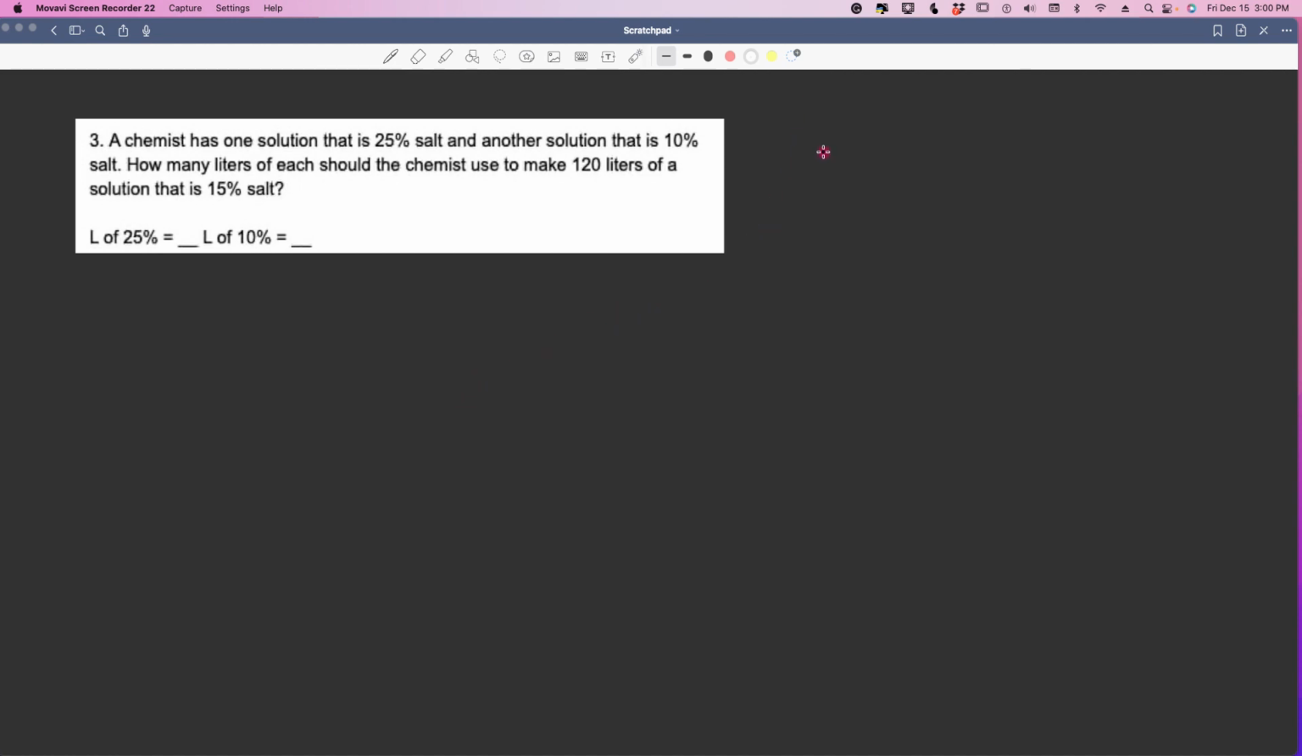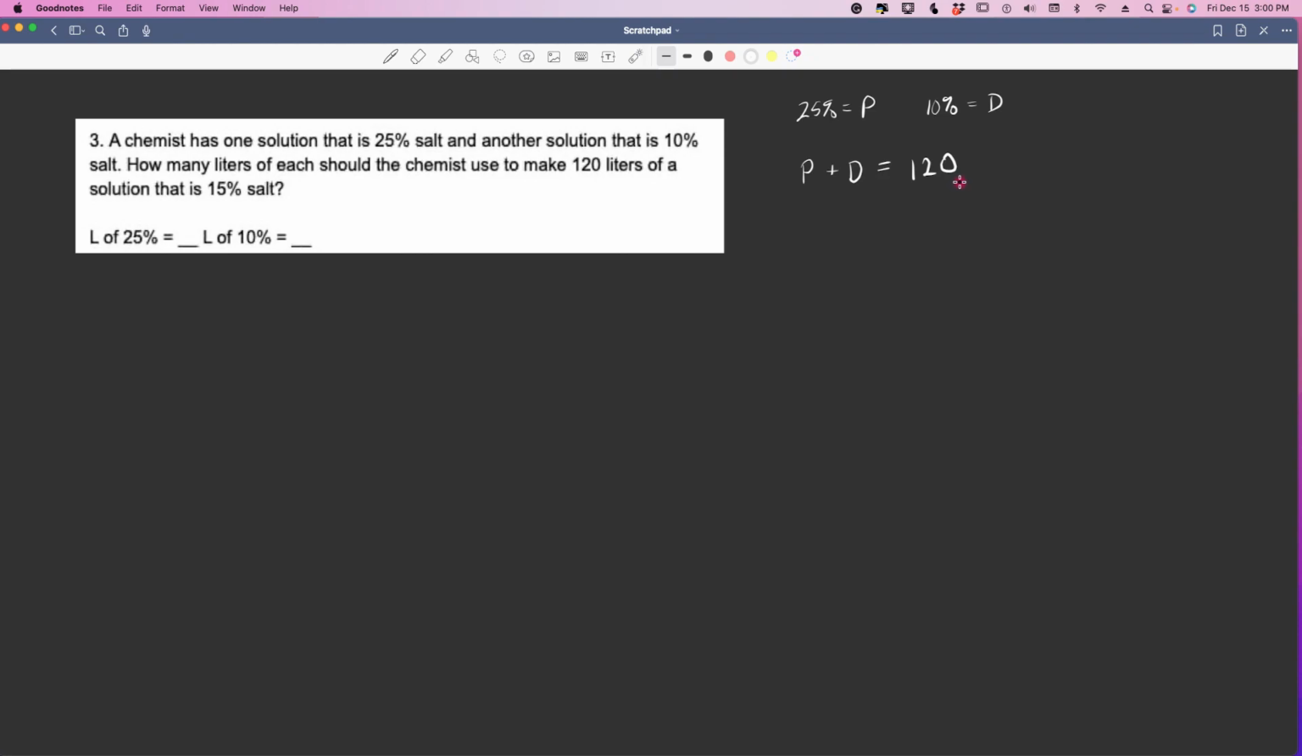So first we have to write an equation that talks about making 120 liters of the solution. Let's say that 25% is going to be equal to the amount that we pour in, and that 10% is going to be equal to the amount that we dump in. Those are going to be our variables. So the amount that we pour in plus the amount that we dump in is going to give us a total of 120 liters. So there's our quantity equation.